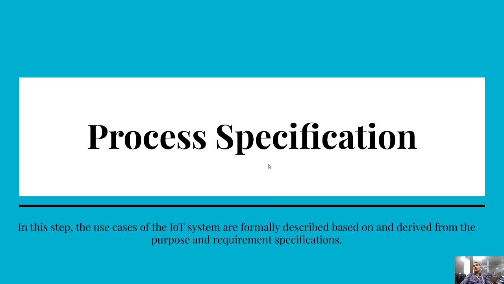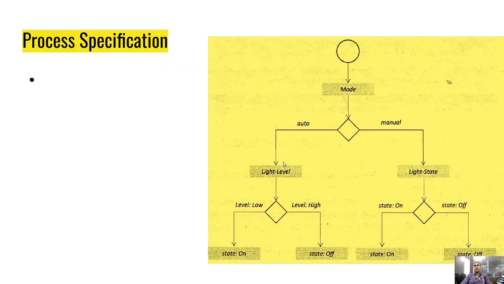Next is the process specification. In this step, the use cases of the IoT system are formally described, based on and derived from the purpose and requirement specification. Once we have the requirement specification, we can now go for the process specification.